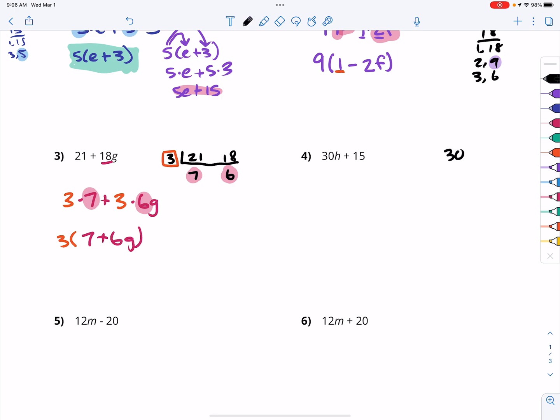So let's try that with this one. We have 30 and 15. I know these both can be divided by 5. 30 divided by 5 is 3. And these can both be divided by 3.